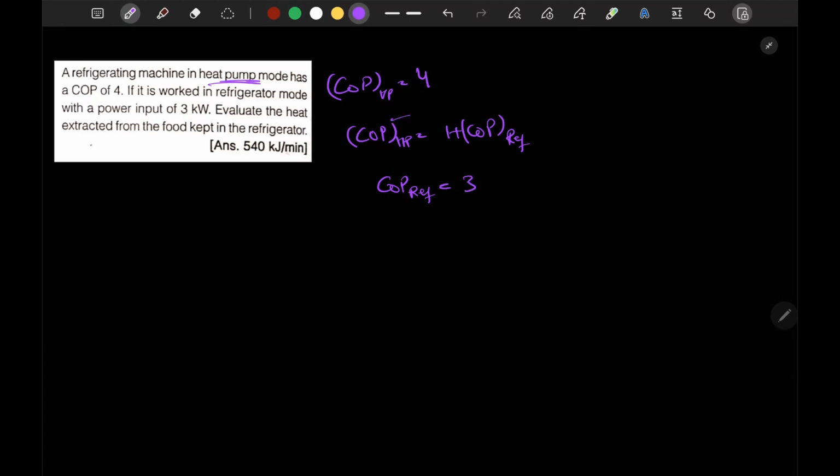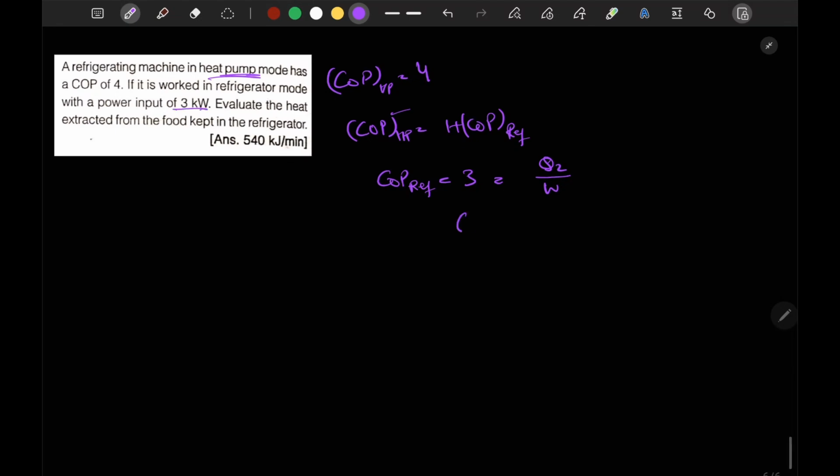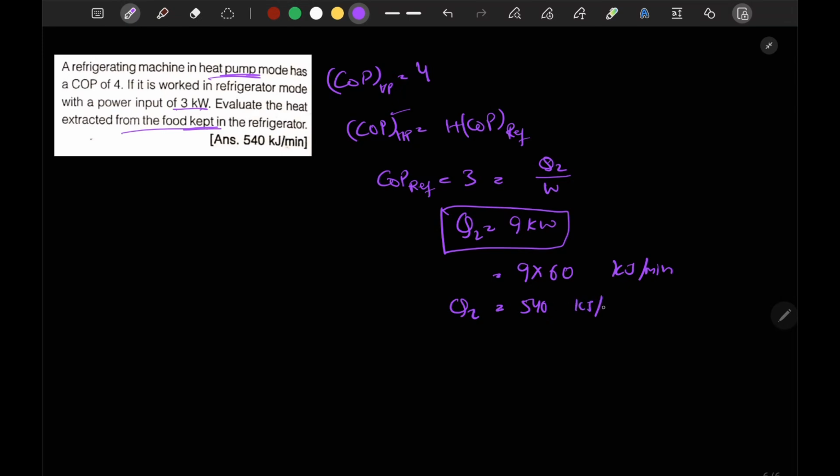COP of HP is given as 4, so COP of refrigeration will be 3, and this COP is defined as desired effect, that is Q2, divided by work done. Now it is told that work input is 3 kilowatt, so we get Q2 is equal to 9 kilowatt. It is asked for the heat extracted from the food, so this is 9 kilowatt, which is 9 kilojoule per second. If we want it per minute, 9 into 60 kilojoule per minute. So Q2 is equal to 540 kilojoule per minute.